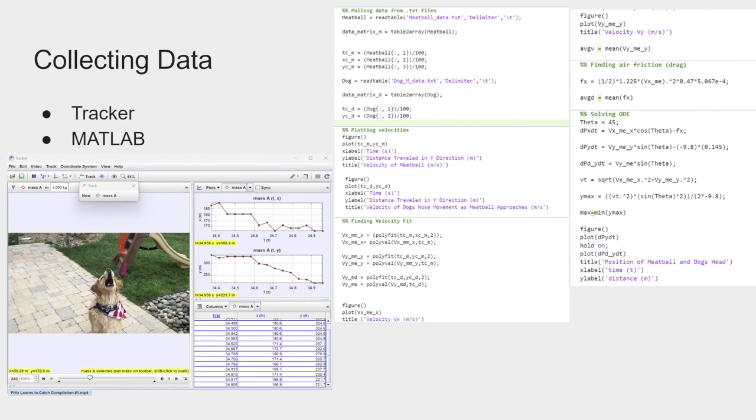This will allow us to get an accurate read on how the dog moves with respect to the object, and thus will allow us to analyze what makes the dog successful in catching the object versus what makes him not successful in catching the object.